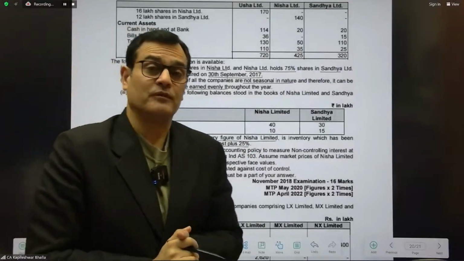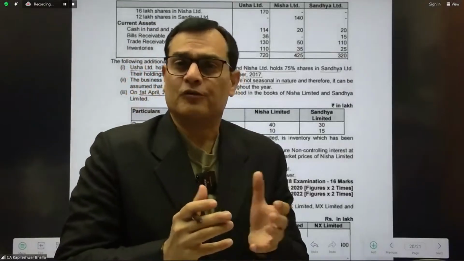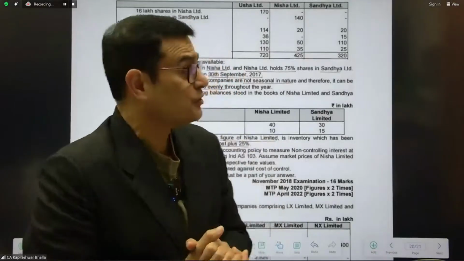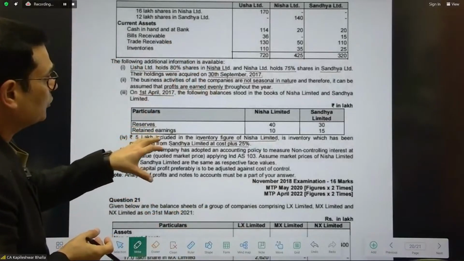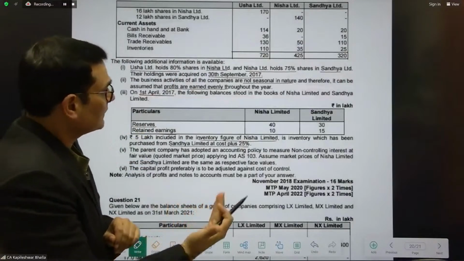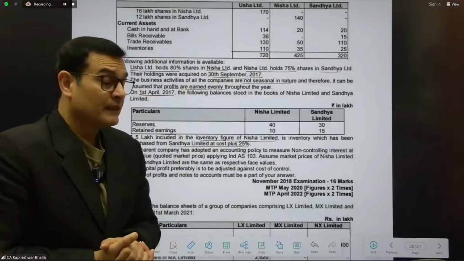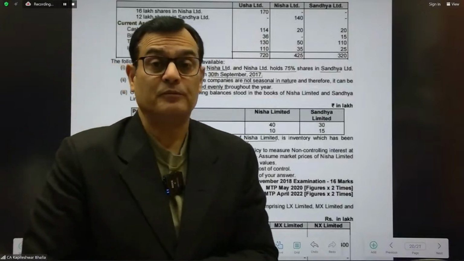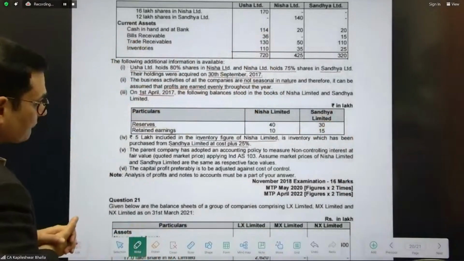I think this is the first question where we're looking at the position of a stock sale between each other. So we need to see, is it upstream or downstream in nature? Very clearly, the inventory is included in Nisha and this was purchased from Sandhya. So Sandhya made a sale to Nisha, so we can say it's an upstream transaction. And the moment we know it's an upstream transaction, you need to take the effect in terms of analysis of equity. And of course, you need to adjust the stock in the balance sheet as well.